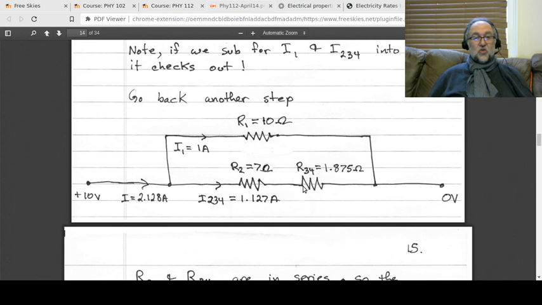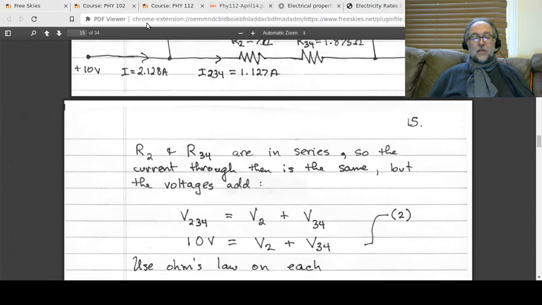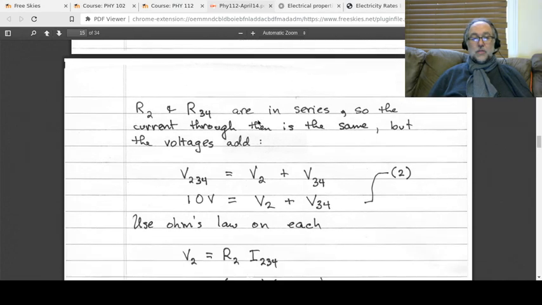We do know that the voltage drop across both of them has to be 10 volts because you're at 10 volts here and you're at 0 volts there. So if you jump both of them, it has to be 10 volts. So basically you've got a little check. The voltage drop across 234 has to be the voltage drop across 2 plus the voltage drop across 34. That means 10 volts has to equal V2 plus V34, and there's my equation 2. Again, we don't even need that equation, but it's a really good check to make sure that everything is working out consistently.